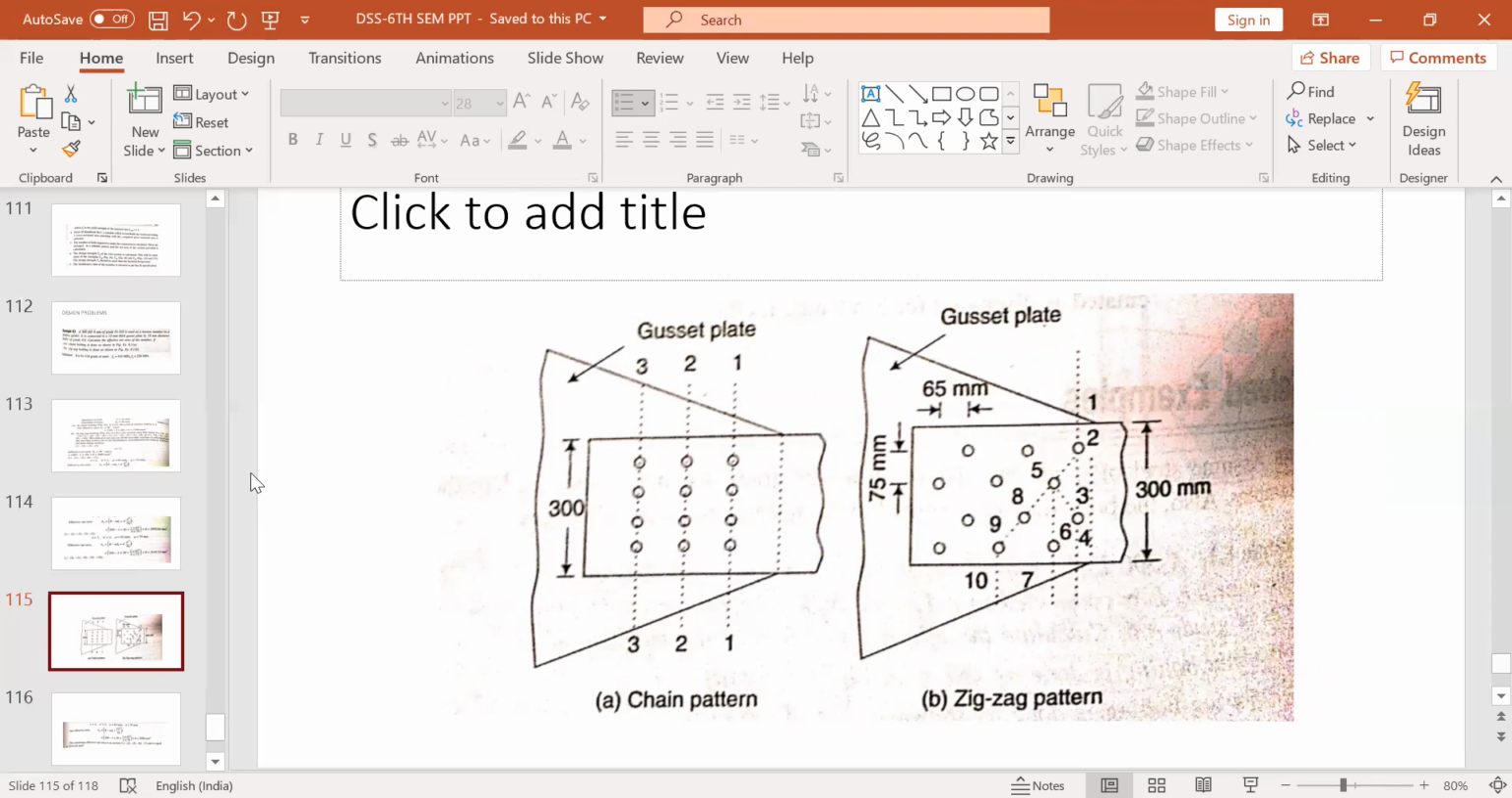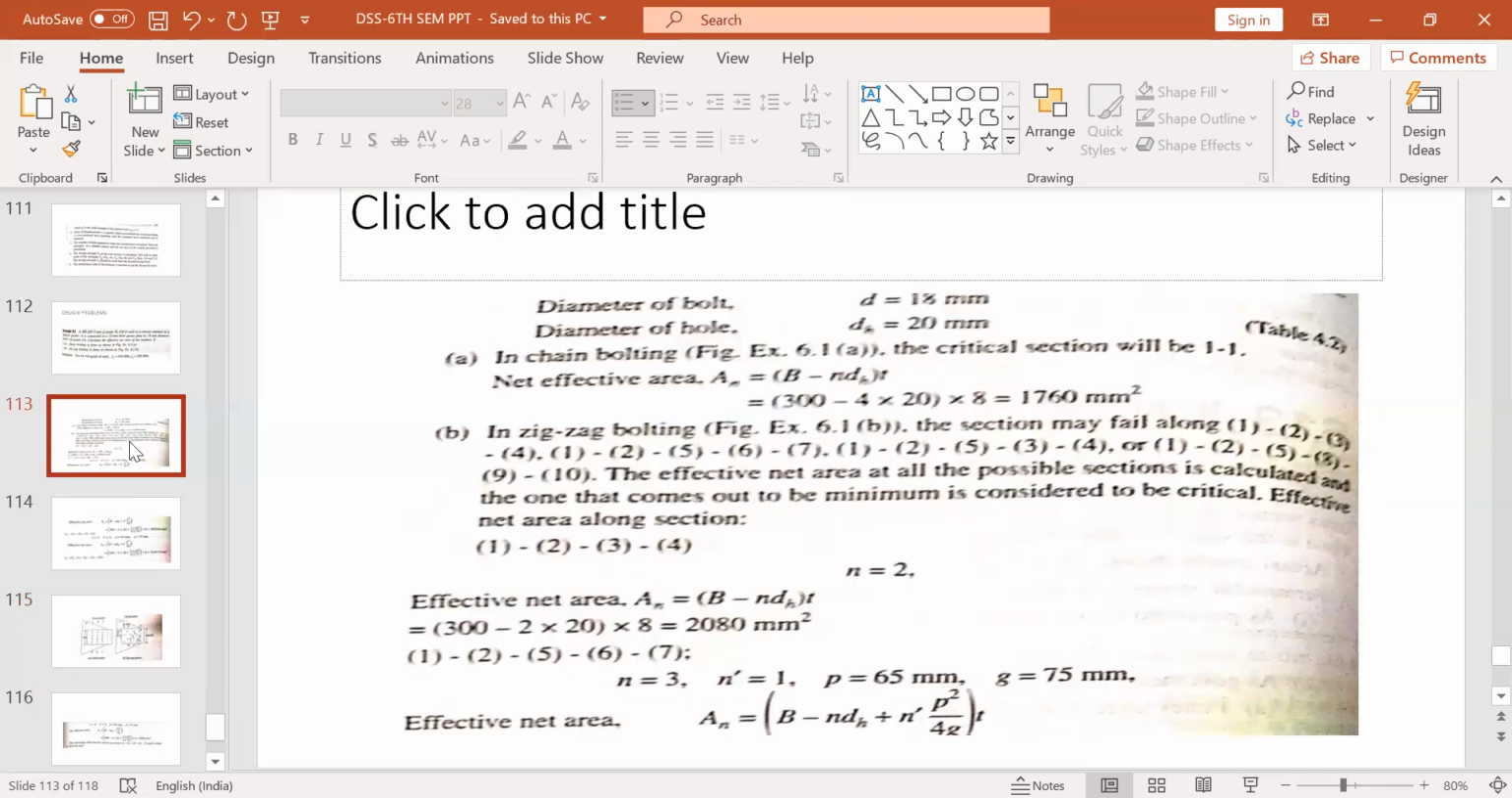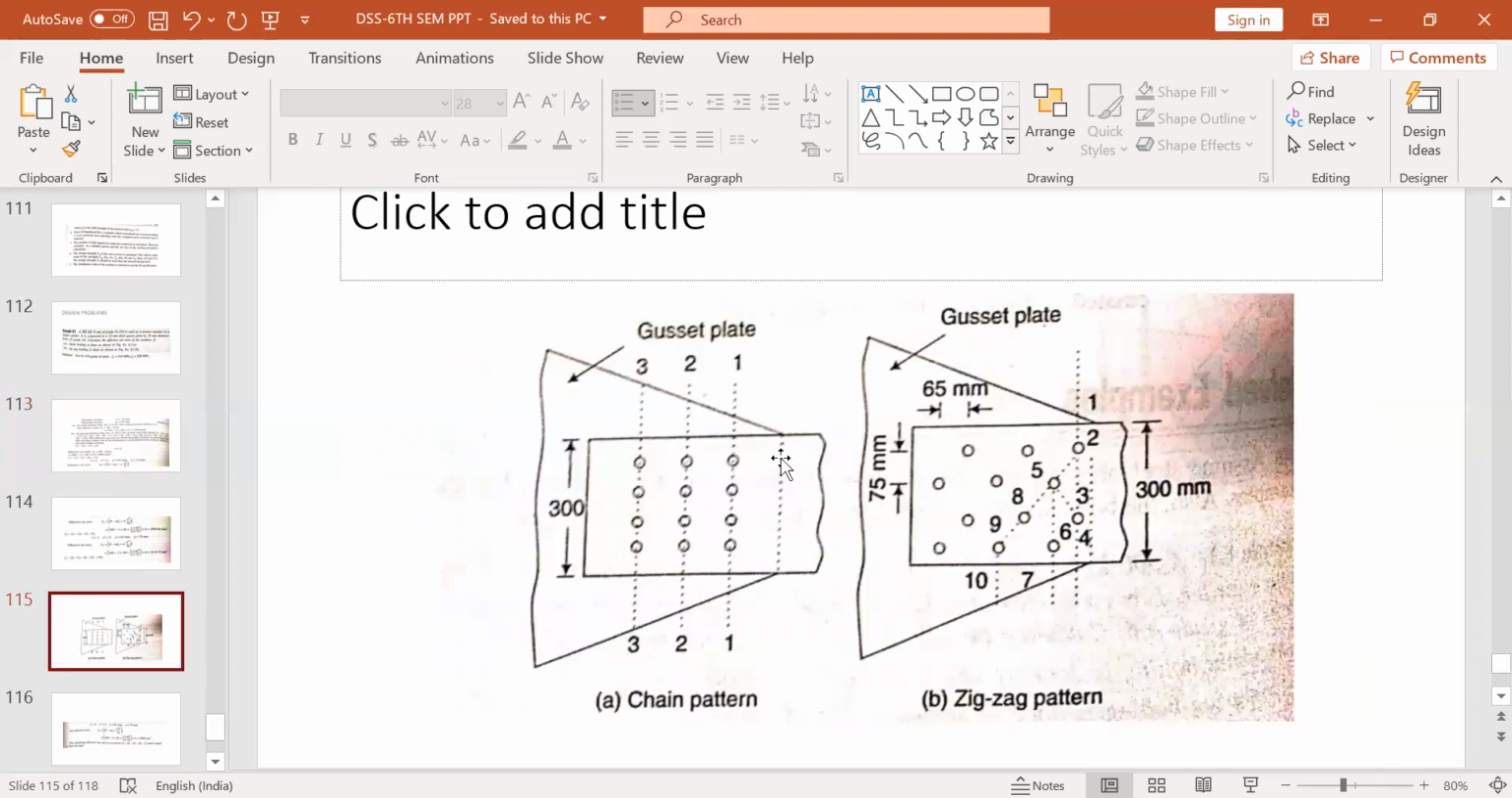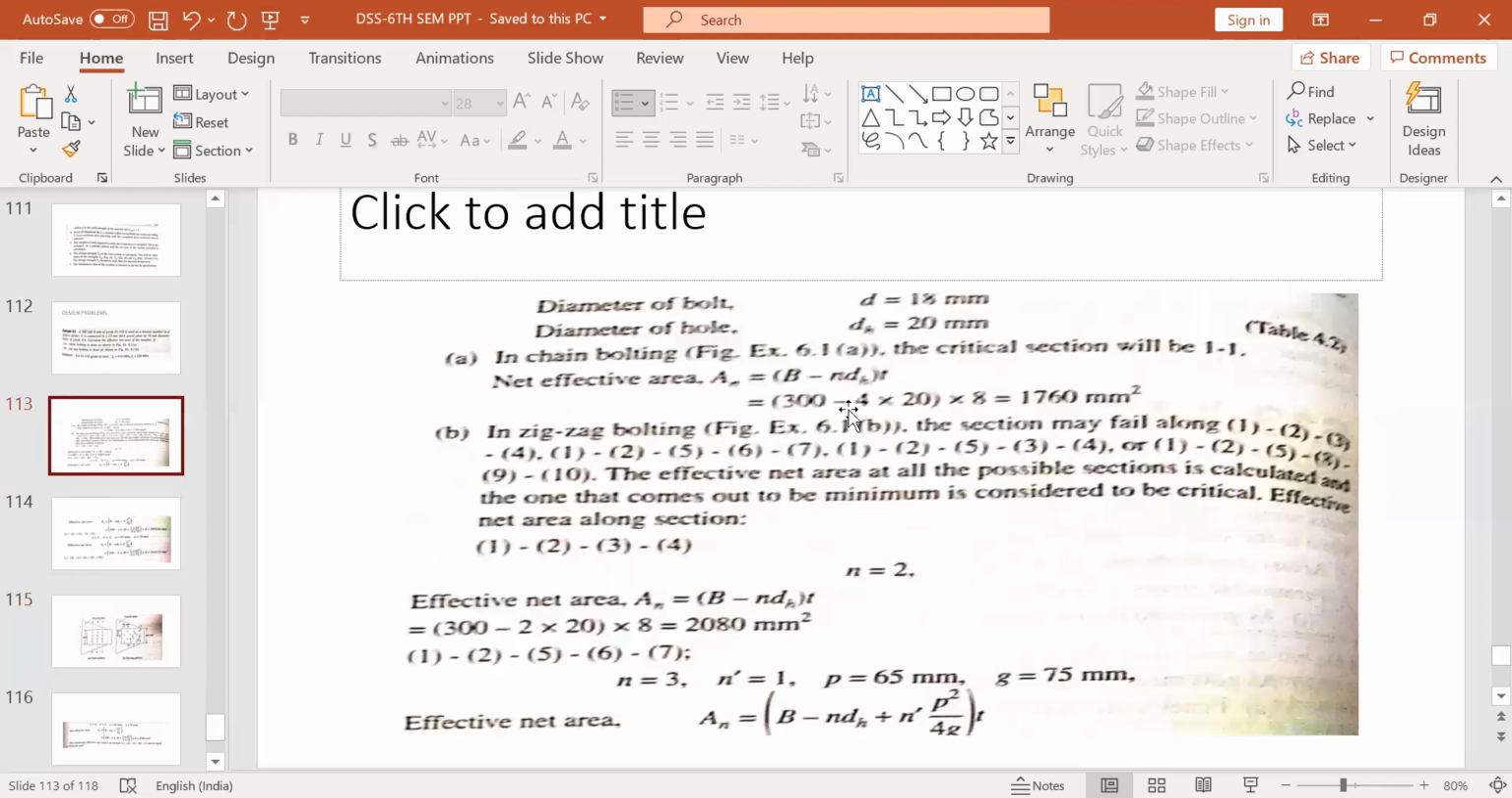Okay, so the first case is we will find for the chain bolting. The diameter of the bolt is given as 18 mm, so the diameter of hole will be, as from the table, plus 2 mm, that is 20 mm. Now in this, the critical section is always closer to the edge. The outermost section will be the critical one. For this section, how many bolts are there? 1, 2, 3, 4. So 4 holes are there. So n is 4.